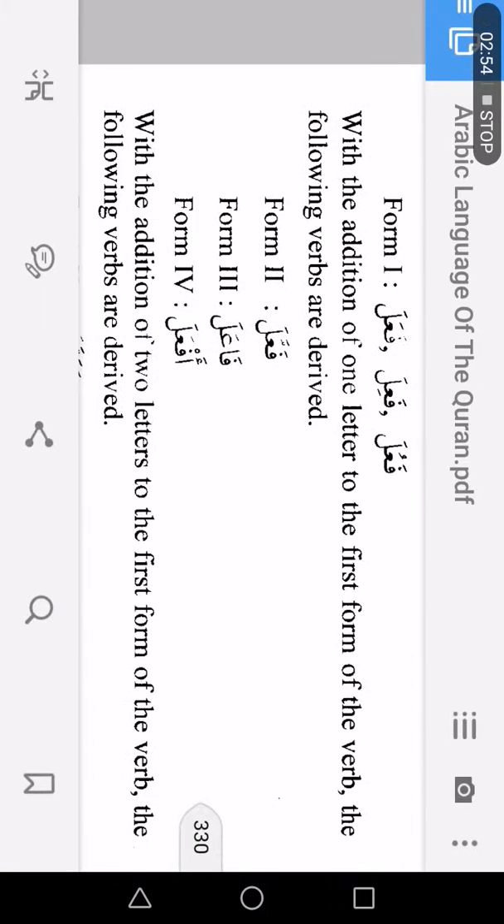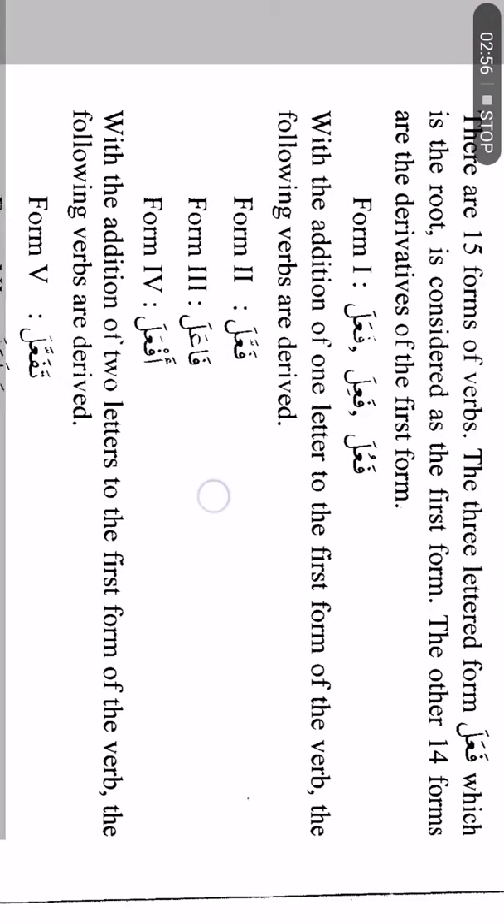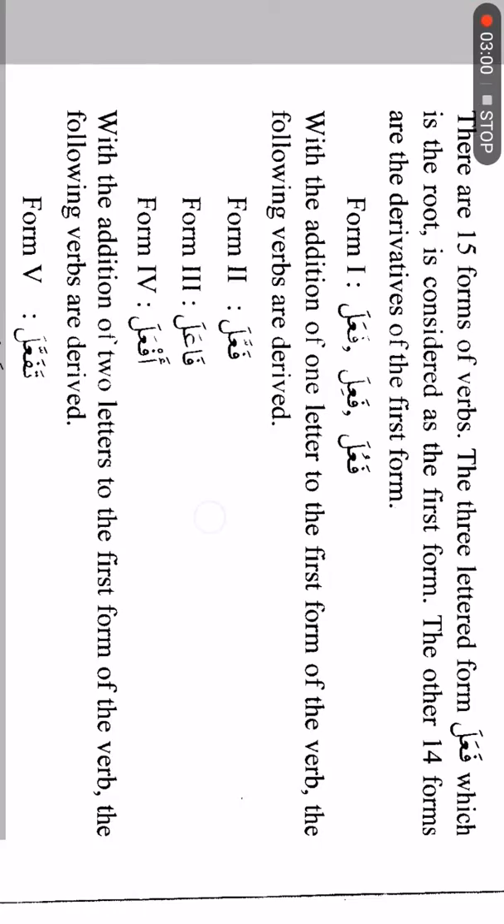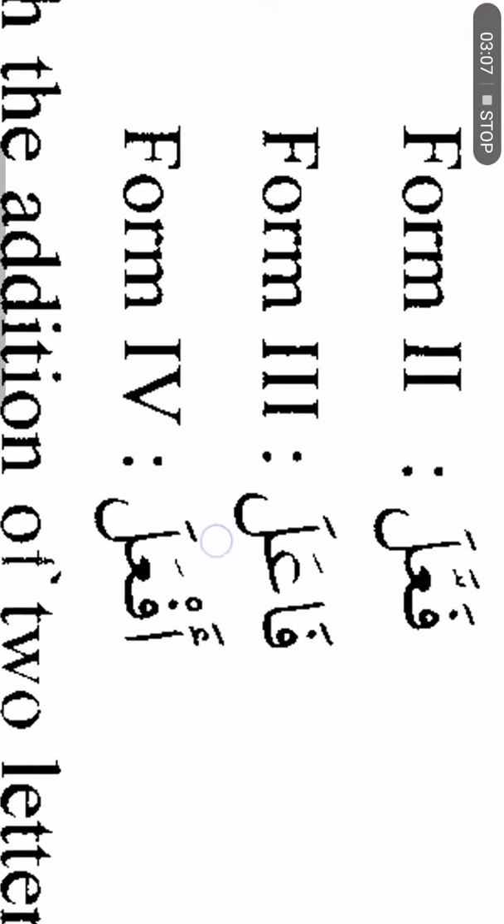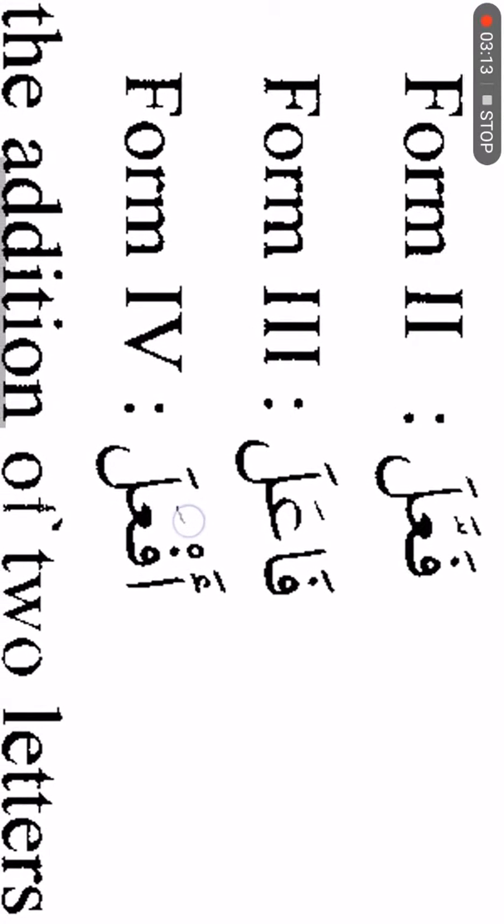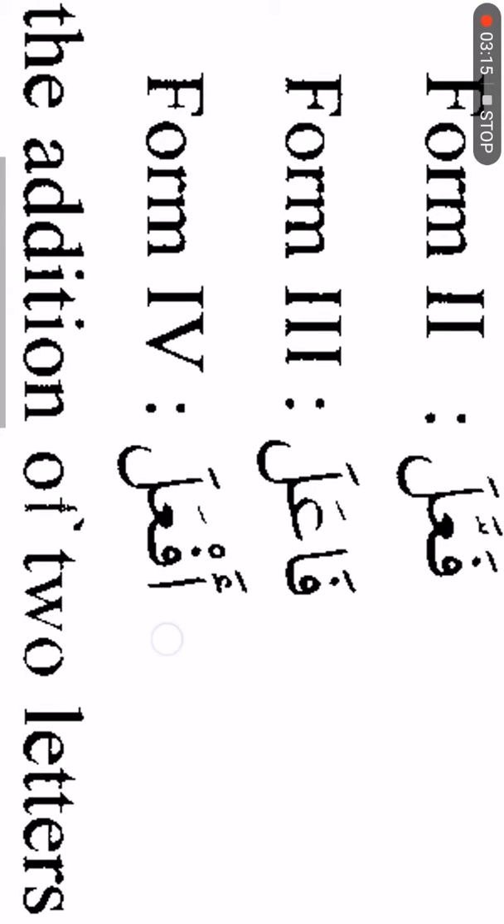So with the addition of one letter, if this is your root, which is fa'ala or fa'ila or fa'ula, if you just add one extra letter, you get form 2, form 3 and form 4. Form 2 is doubling of the letter, which is fa''ala. Form 3 is adding one alif after the first root, like fa'ala. And form 4 is adding a hamza on the beginning, which is af'ala.